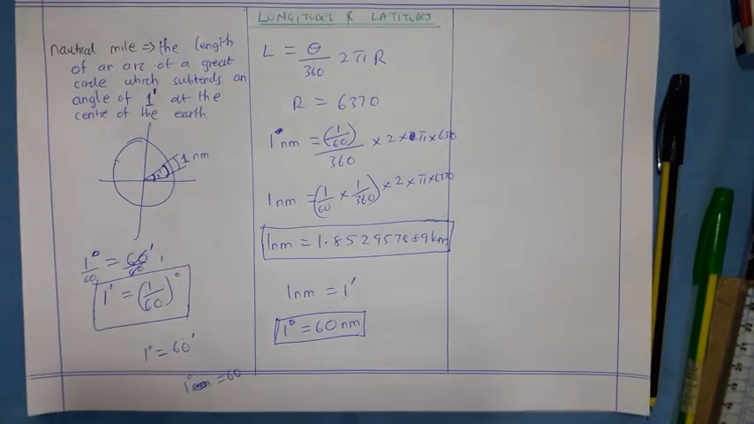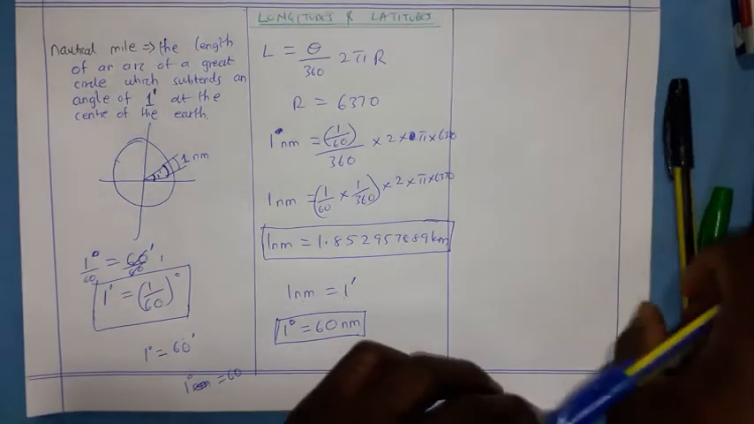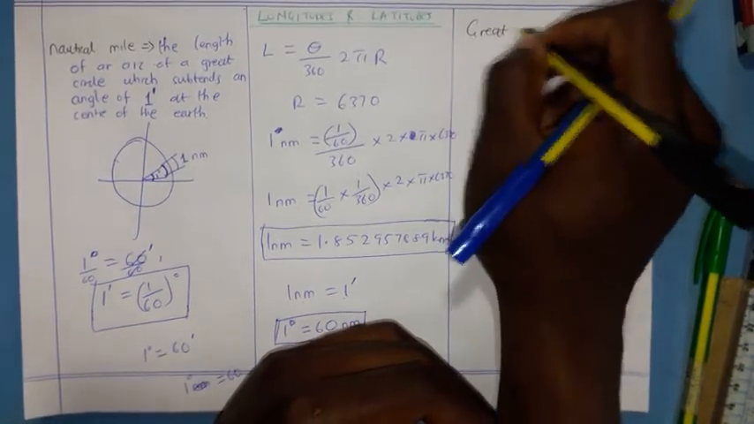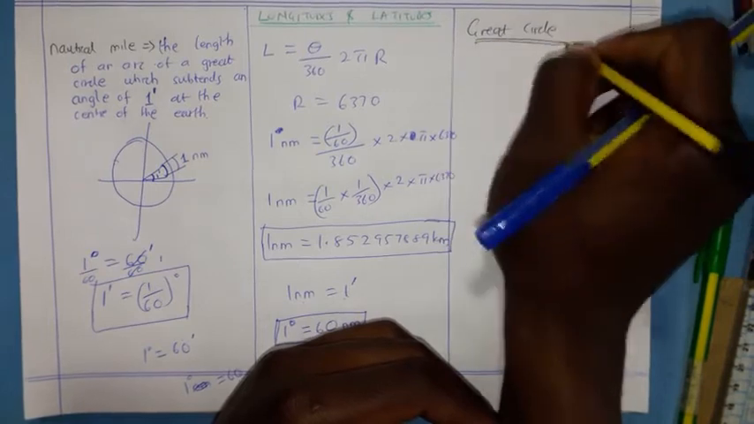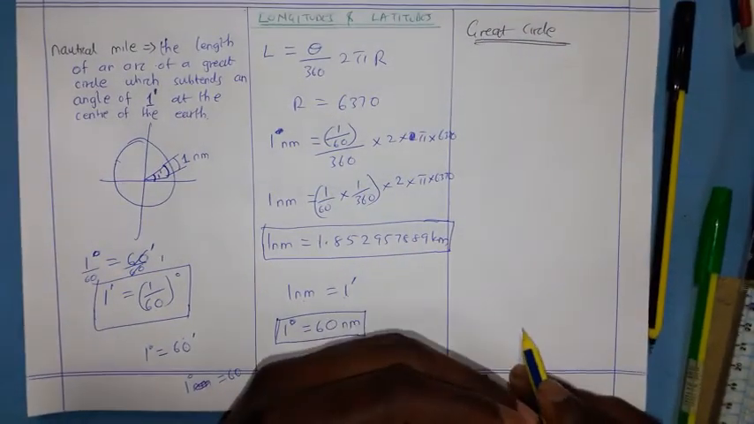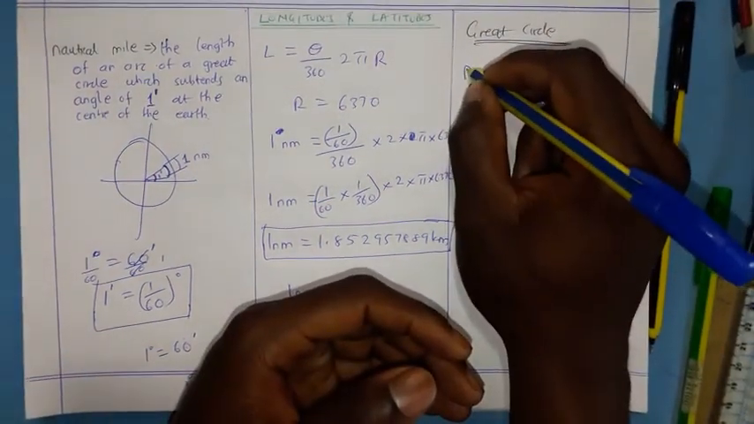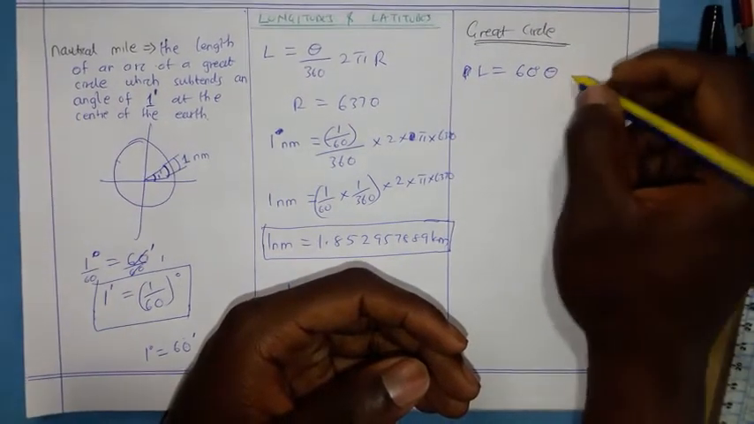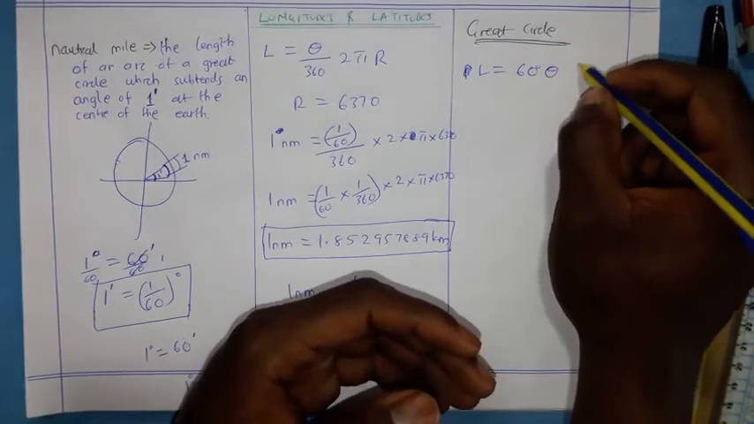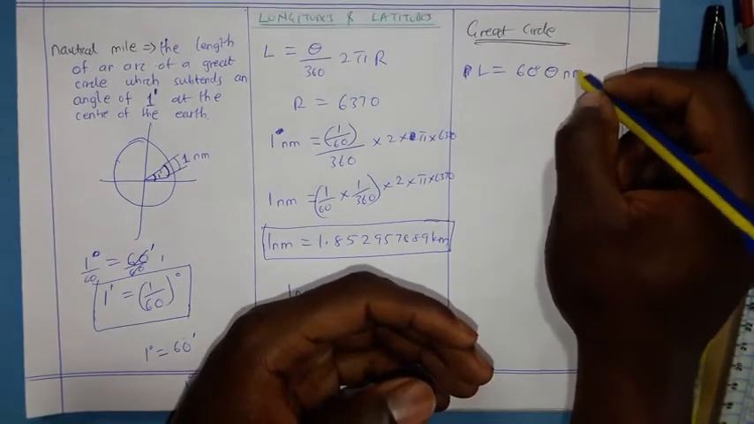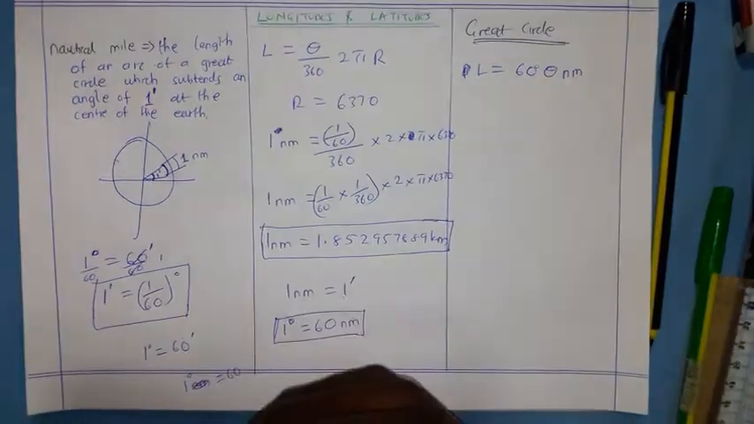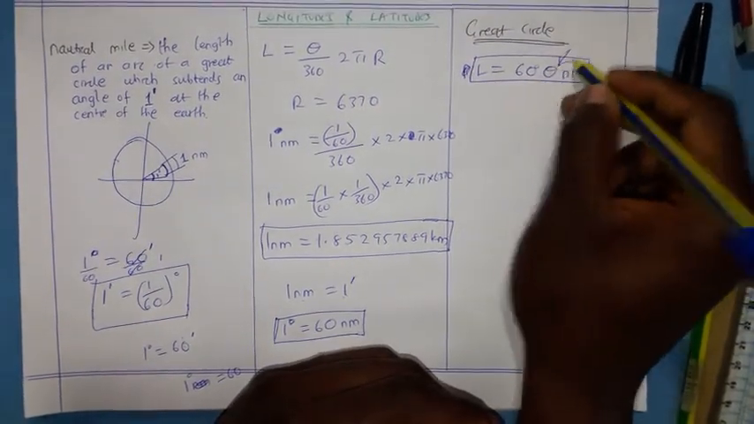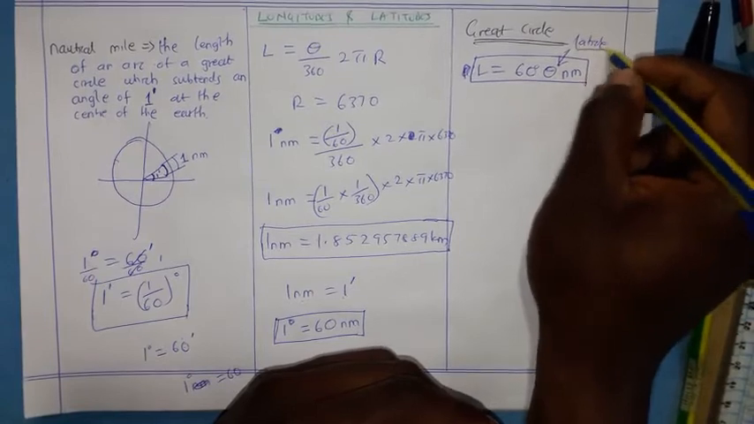Now, how do you calculate distances? There are specific formulas we use here. If I have a great circle, calculating the distance between 2 points, the length will be L = 60 theta. It will give us our answer in nautical miles, whereby theta is the latitude difference.